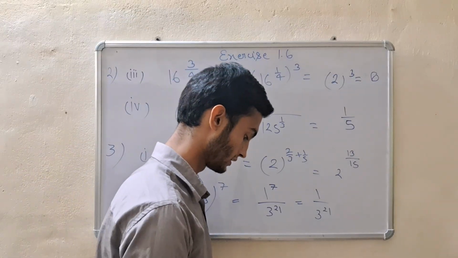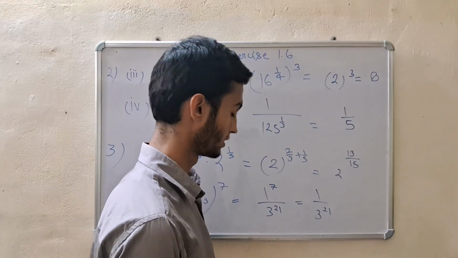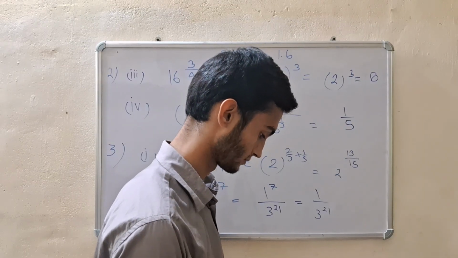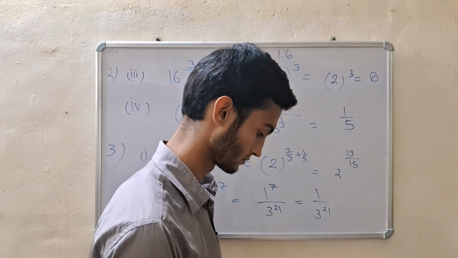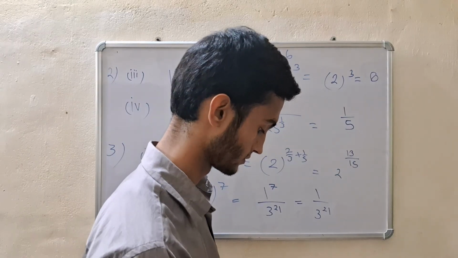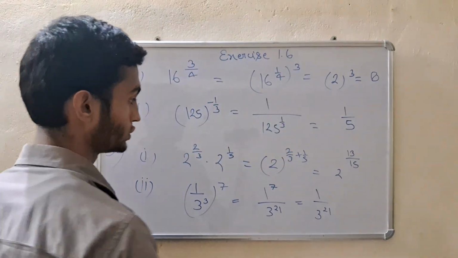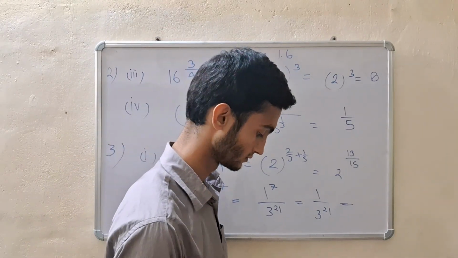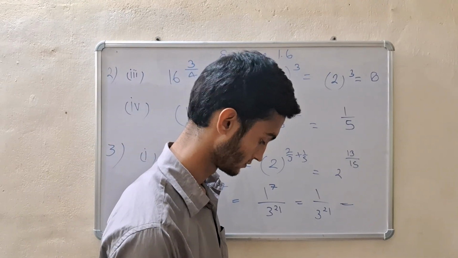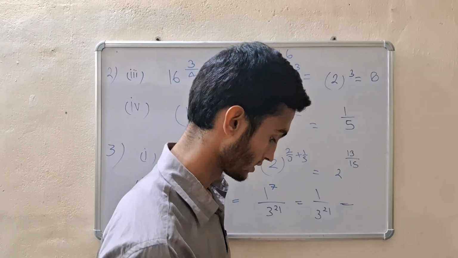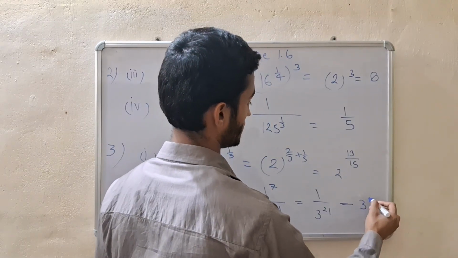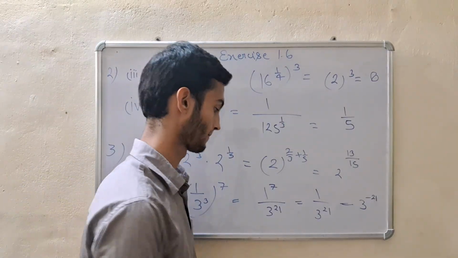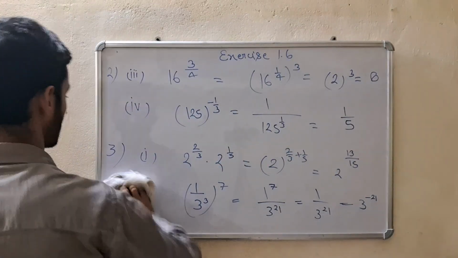And we can also write it in the form of a negative exponent. Yeah, so we can write it, and we should, I would say. So we write it like this: 3 raised to the power of minus 21, right? So you know how to go from here to here. Now let's solve the remaining ones.